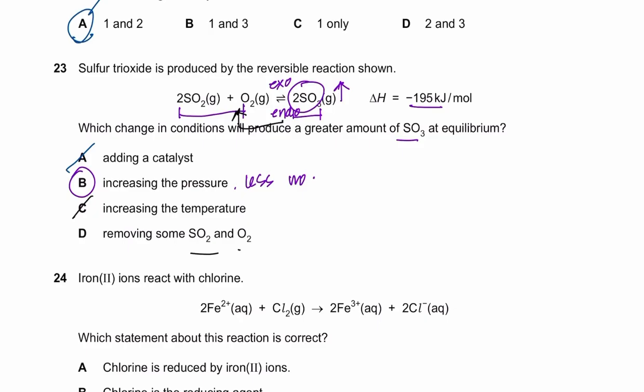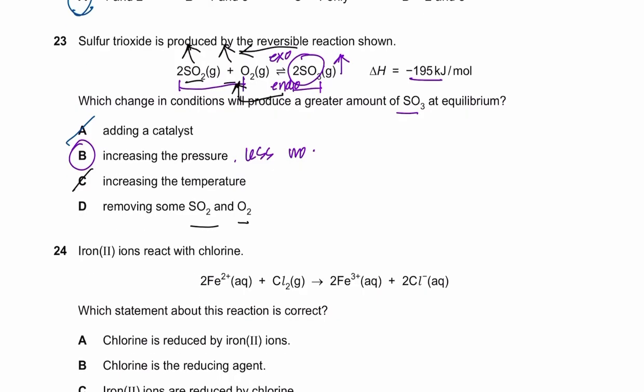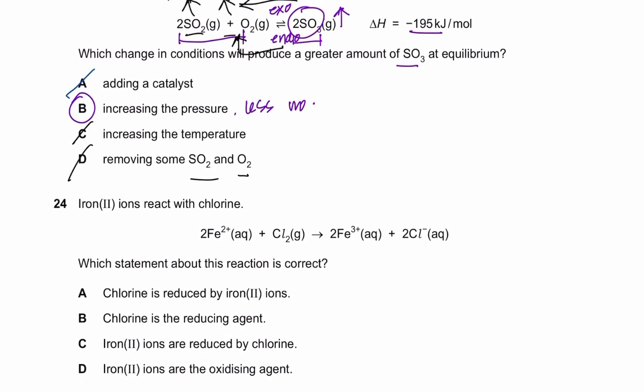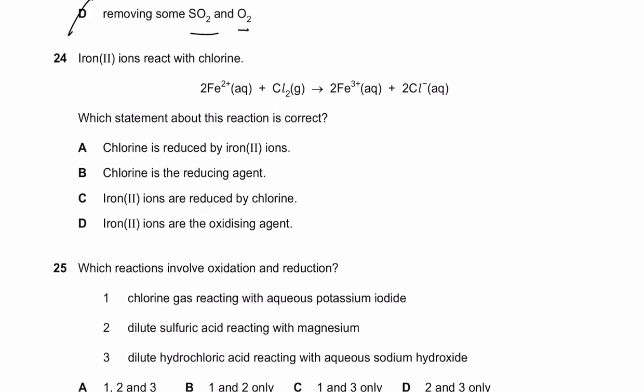And removing SO2 and O2, if you're removing these two, the system will want to increase the amount of SO2 and O2, right? So the system will shift the equilibrium to the left and decay SO3 into making more SO2 and O2 because the system does not want to be disturbed. So D is wrong.